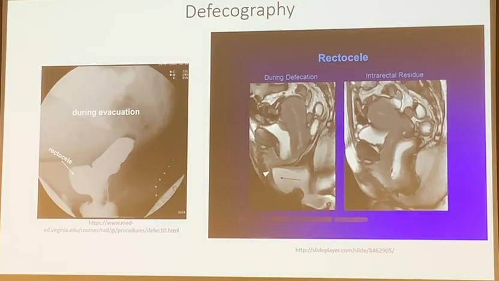With defecography or MR defecography, you may see something called rectocele. Rectocele is an outpouching here from the rectum, as you can see.